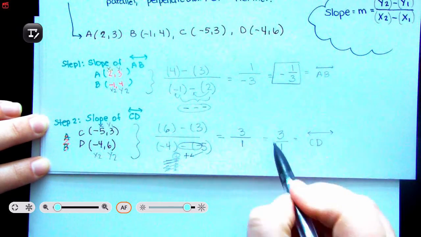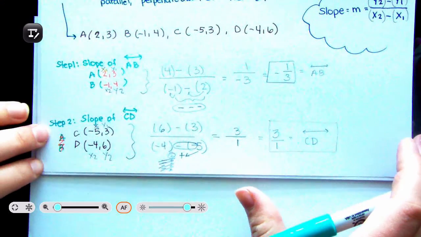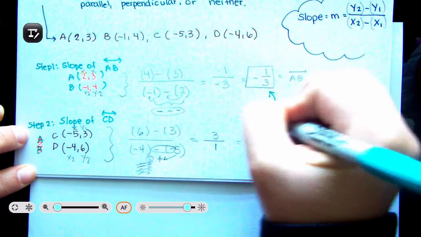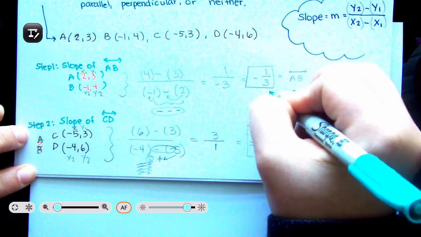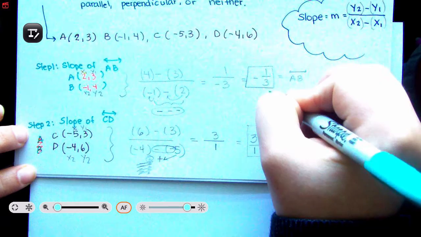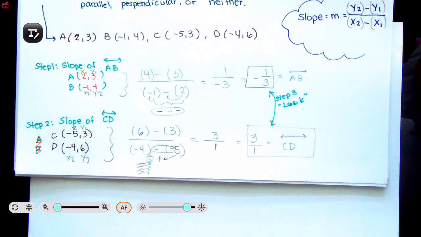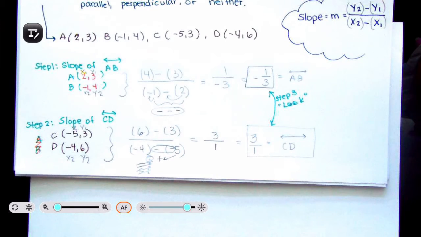Okay, now step number 3 is comparing and determining if your slope is parallel, perpendicular, or neither. So in step 3, I'm going to look to see if my lines are the same. Let's use the process of elimination. Do we have the same slope? Are my slopes exactly the same? Nothing's different. No. So that means we do not have parallel lines.